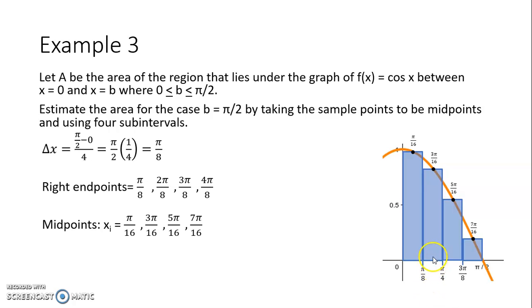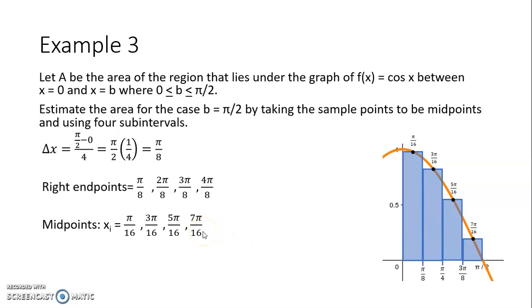And then for this rectangle, to get the midpoint, I would do pi over 8 plus pi over 4 divided by 2. That gets me 3 pi over 16. Okay, then I would do pi over 4 plus 3 pi over 8 divided by 2. That's 5 pi over 16. Then 3 pi over 8 plus pi over 2 divided by 2. I'm just averaging those to get my midpoints.